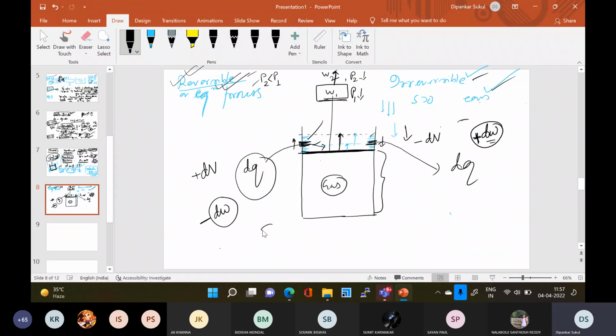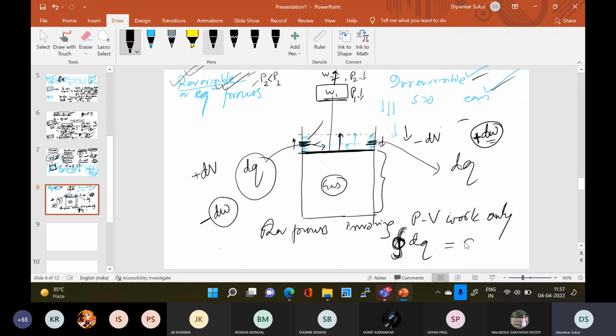Then for a reversible process involving PV work only, what is the total change of heat for the whole process, whole expansion plus compression? It will be 0. What will be the total change of dW? It will also be equal to 0. This is applicable if the process is a reversible process involving pressure volume work only.